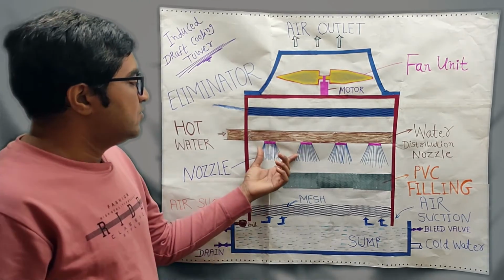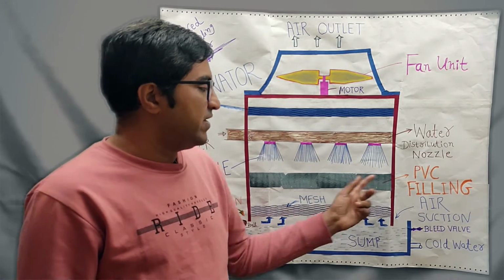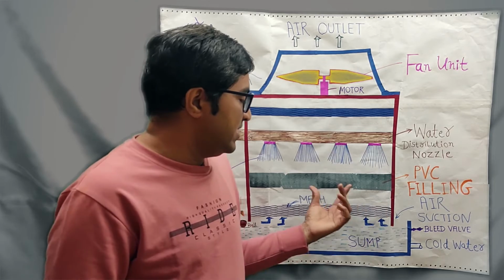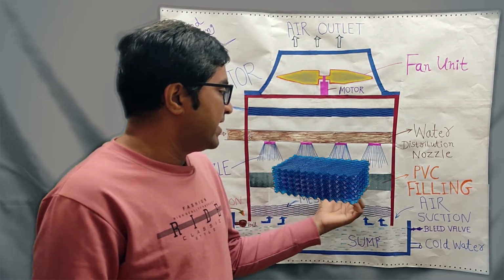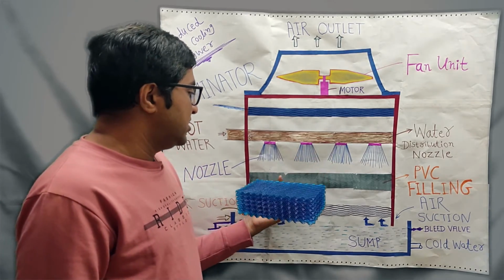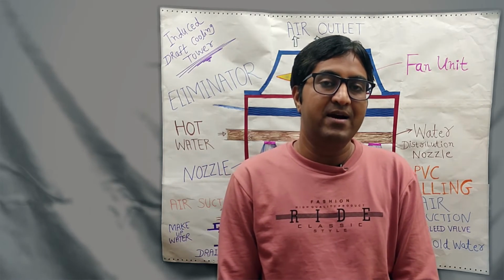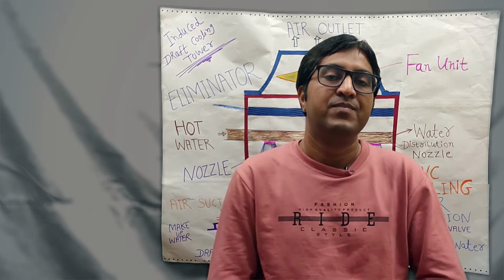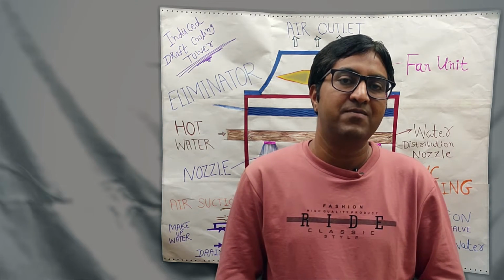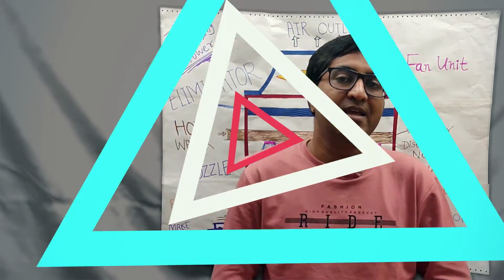Whenever the water is sprayed through the nozzle, it then passes through the PVC fillings. The PVC fillings are generally made of plastic or PVC material. It is a corrugated-like structure. When the water passes through this PVC filling, its velocity is reduced and it allows more time to release the heat. There is a proper interaction between the air and water, so it rejects more heat.